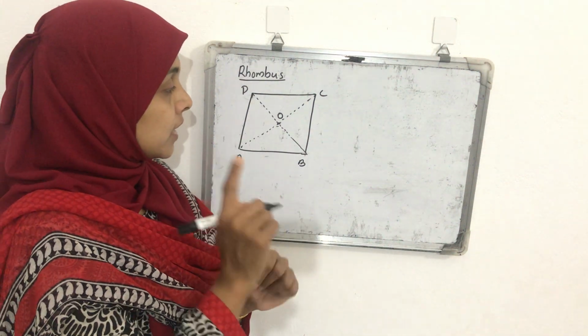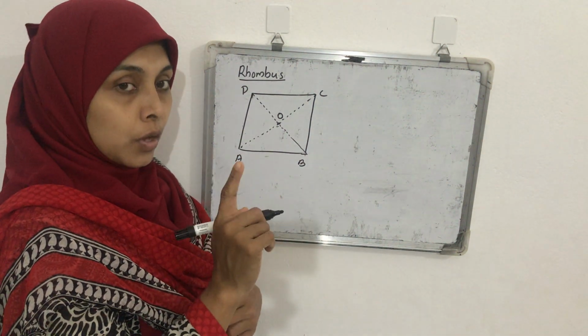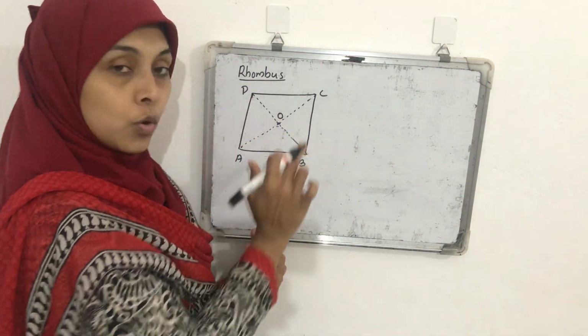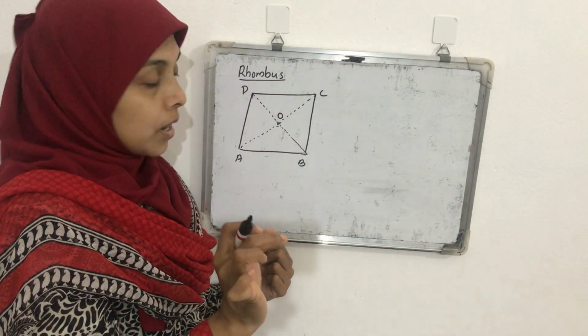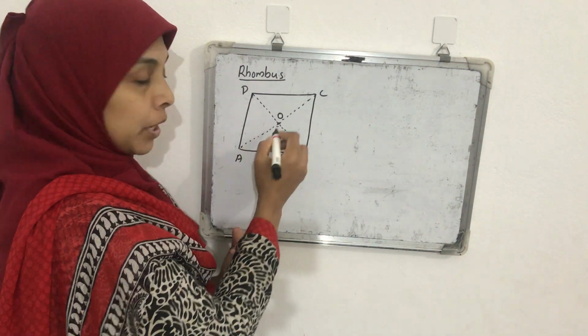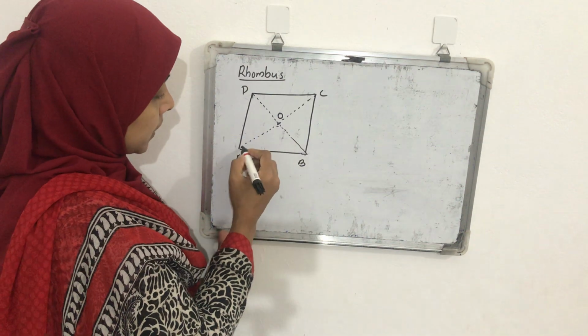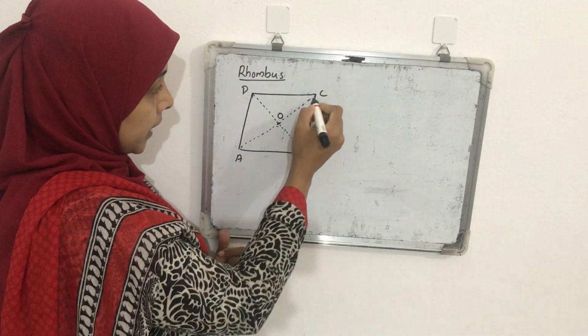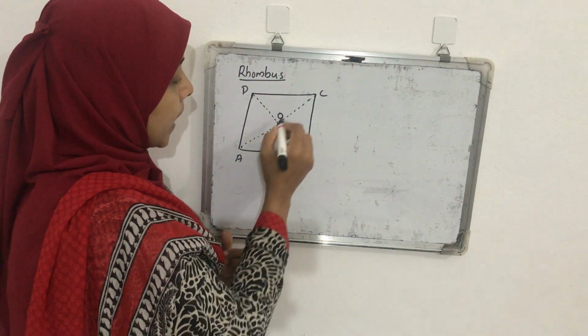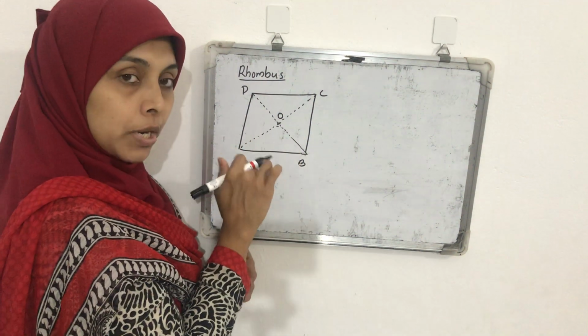And another special property of a rhombus, besides the one we already discussed that all four sides will be equal, is that the diagonals bisect each other perpendicularly. That means these two diagonals, one diagonal AC and another diagonal BD, bisect at perpendicular.